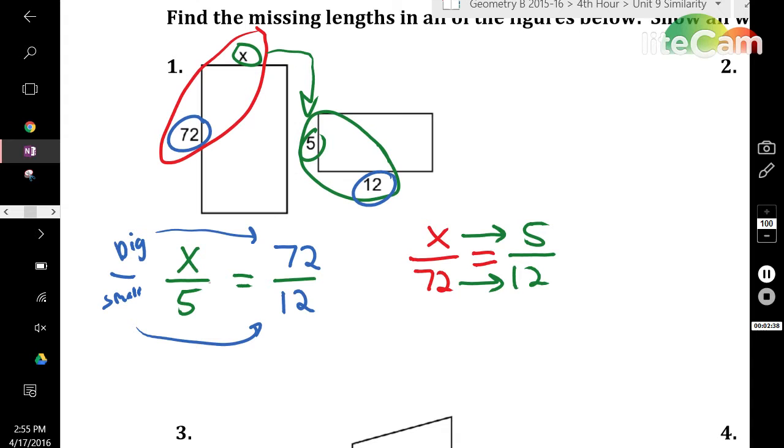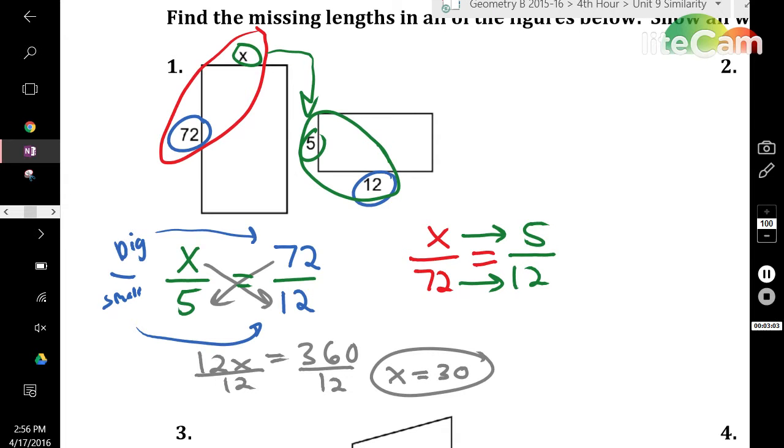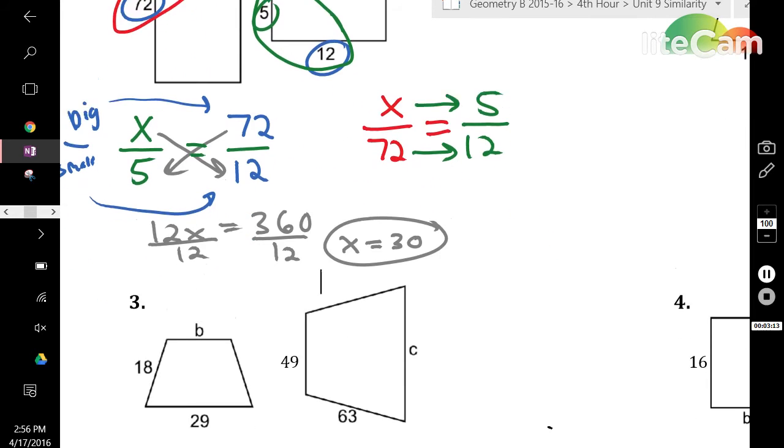If I solve the first one, cross multiplying, x times 12 is 12x. 72 times 5 is going to be 5 times 70, which is 350, plus 5 times 2, which is 10. So that's 360 when you add them together. Divide both sides by 12, and x is going to be equal to 30. And that's how you go from having a picture of two similar polygons with a missing side length to a proportion to solving for the missing side length. Let's try another example.